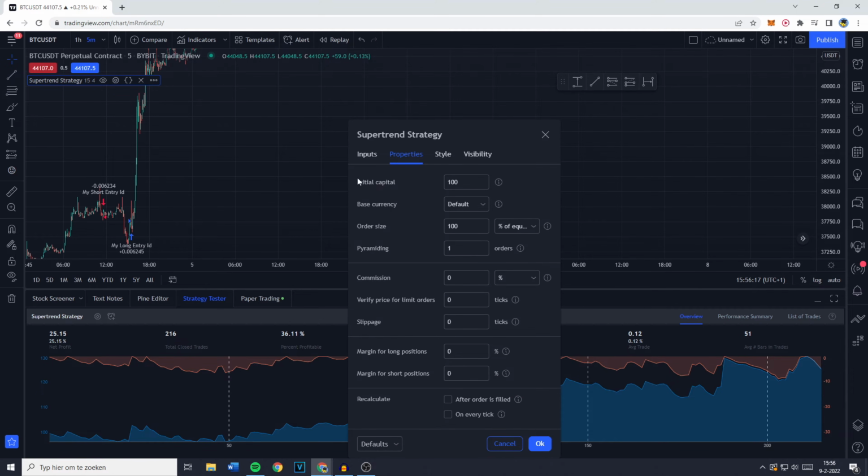Also go over to the Supertrend right here, click on the settings menu, then go over to properties and make sure to fill in the initial capital and your order size. In most cases, or at least for me, it's going to be 100% of my equity. And if you want to calculate any commissions, also feel free to add those in.